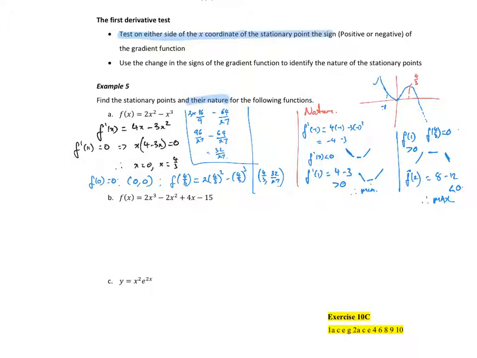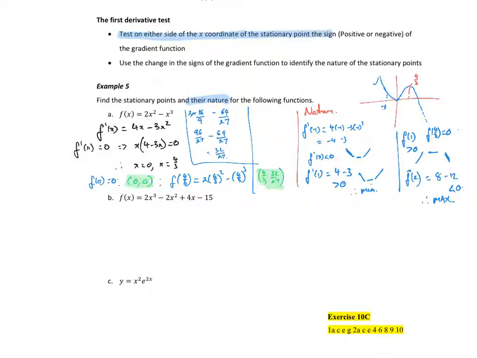I know my stationary points. My stationary points are at 4/3, 0, 0. And I now know which one's a maximum and which one's a minimum. All right, let's go again.